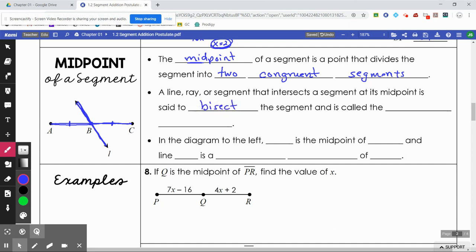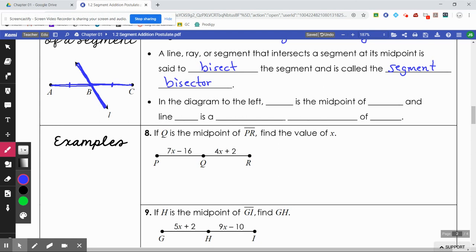So what does the word bisect mean? It means it cuts it in half. So it's said to bisect the segment, and it is called a segment bisector. So something that cuts something else in half. Whether this is a line segment, a line, or a ray, if it cuts this segment in half, then it is a segment bisector.